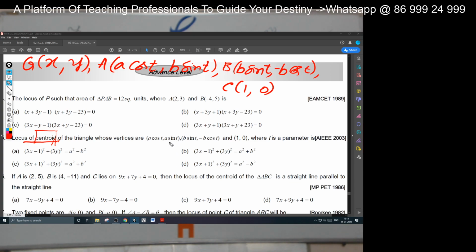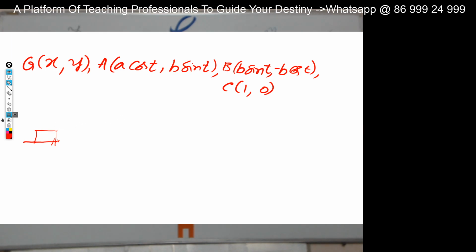Arun, you ask whether it is a parameter or not. Yes, it is a parameter, please. It is a parameter, in fact. Correct, what you asked is correct. It is a parameter. So now you have to find out the locus of the centroid.